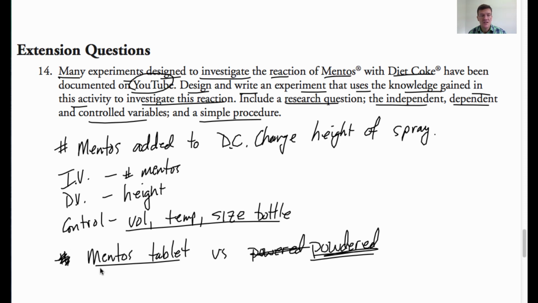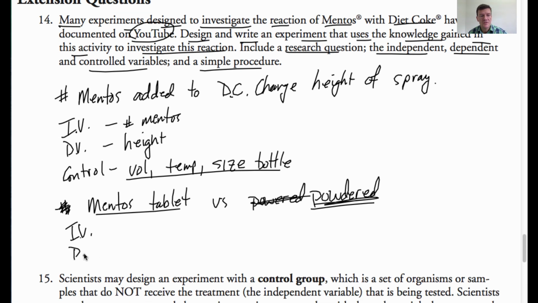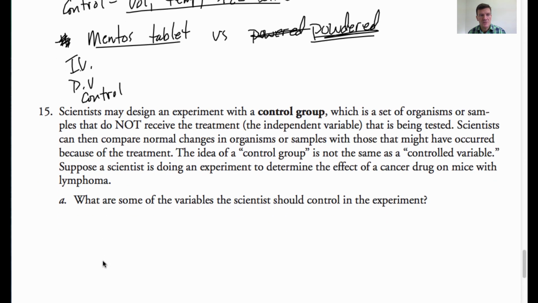So in this case, your independent variable would be the size of the particles, the size of the pieces of the Mentos. Not the number of Mentos, just the size of the pieces that you're putting in. Your dependent variable would still be the height, and the control would all be the same as well. Okay? So that's what we're getting at, just trying to design an experiment that would answer the question that you were asking.